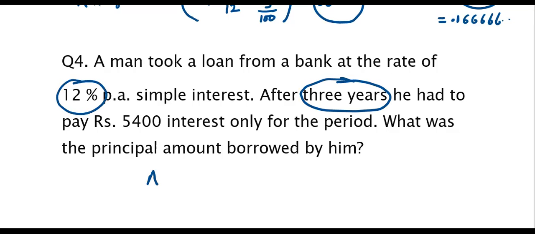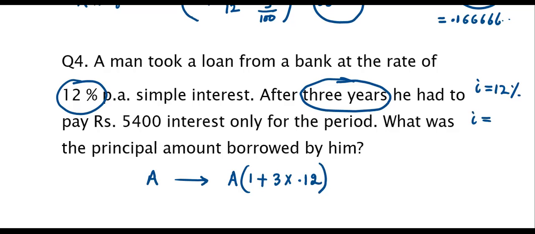So if you deposit A, it will grow to A times 1 plus n i, where n is 3 and i is 0.12. You can write this way: i is 12%, then 12 divided by 100, that is 0.12, this amount. Okay. And it says after 3 years he had to pay 5,400 interest only for the period.